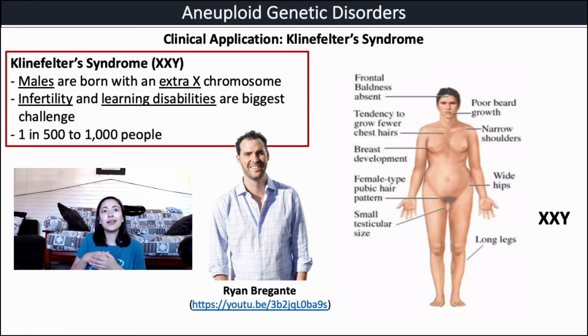Klinefelter syndrome affects males because they are born with an extra X chromosome. So normally males are just XY. However, some individuals are born XXY. Having this extra X chromosome can lead to infertility as well as learning disabilities in these individuals. In addition, these individuals will have some female characteristics such as enlarged breast development, wider hips. They may also exhibit smaller testicular size as well. Klinefelter syndrome occurs in 1 in 500 to 1,000 people, so it's actually relatively common.